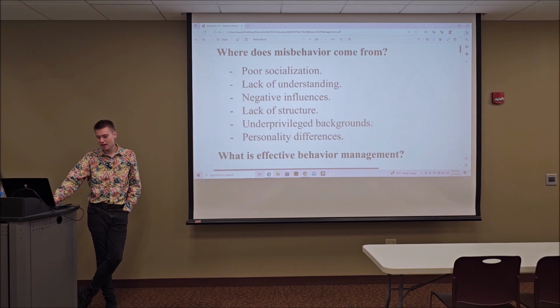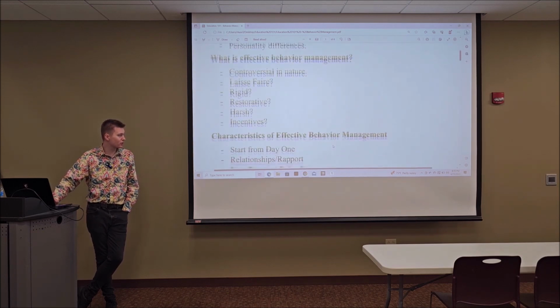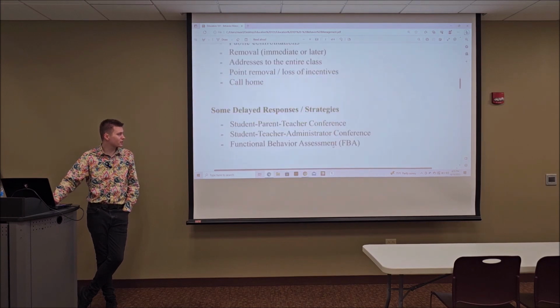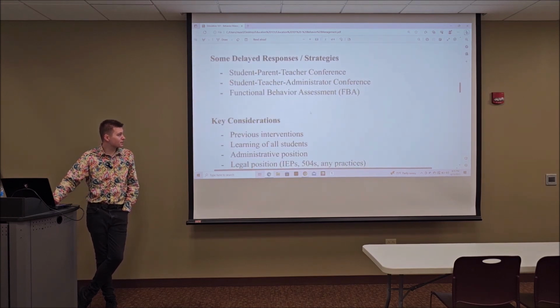Underprivileged backgrounds, right? Is there something going on at home? Like, parents are bad to them, or they're in poverty, or they're not eating at home, or are they homeless? And then personality differences. You could even screen personality and see maybe they're just more disagreeable in nature. So that's just one thing, but delayed responses could be a functional behavior assessment.